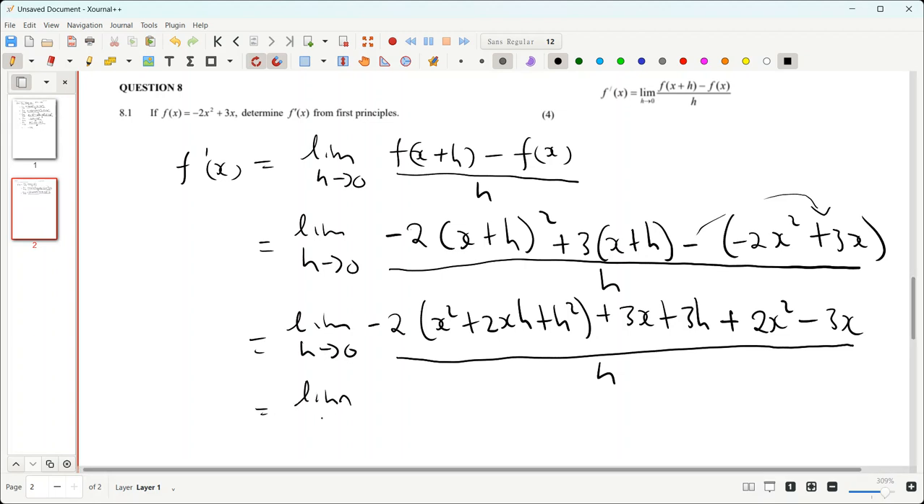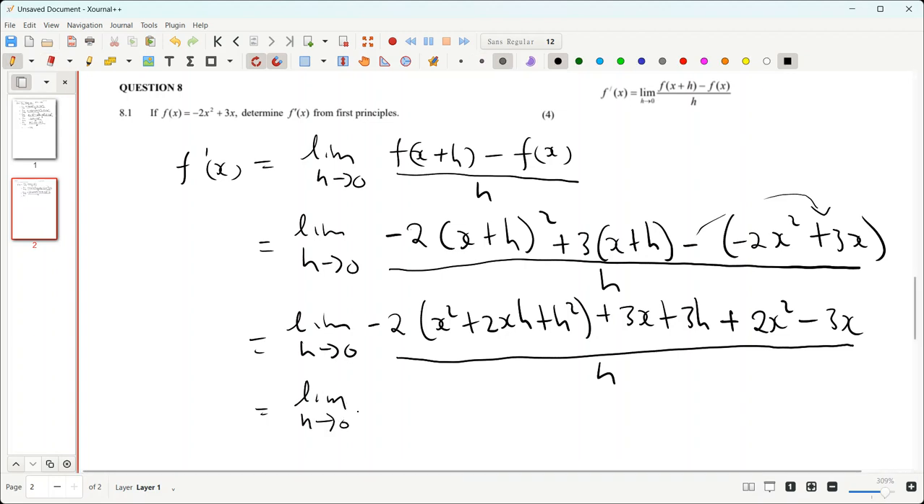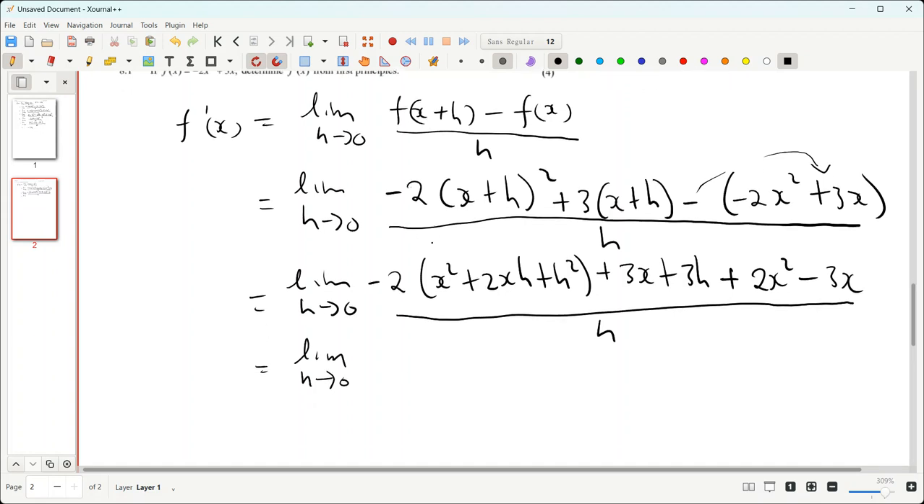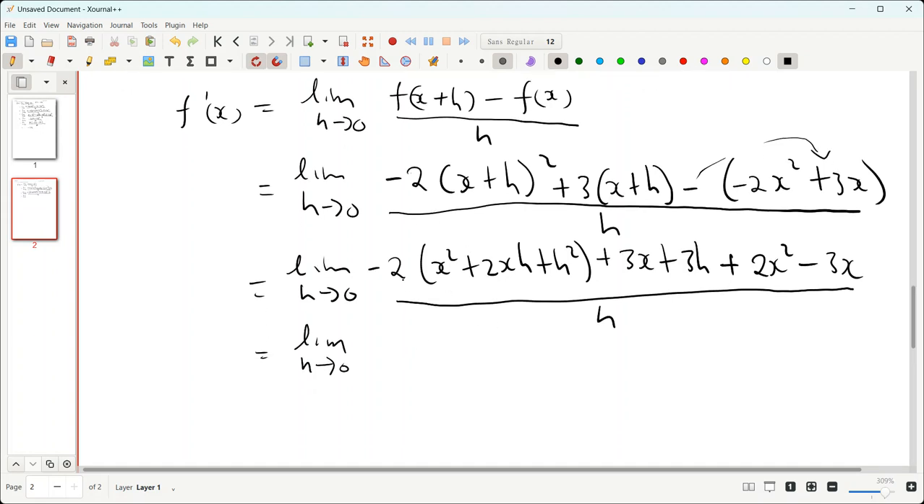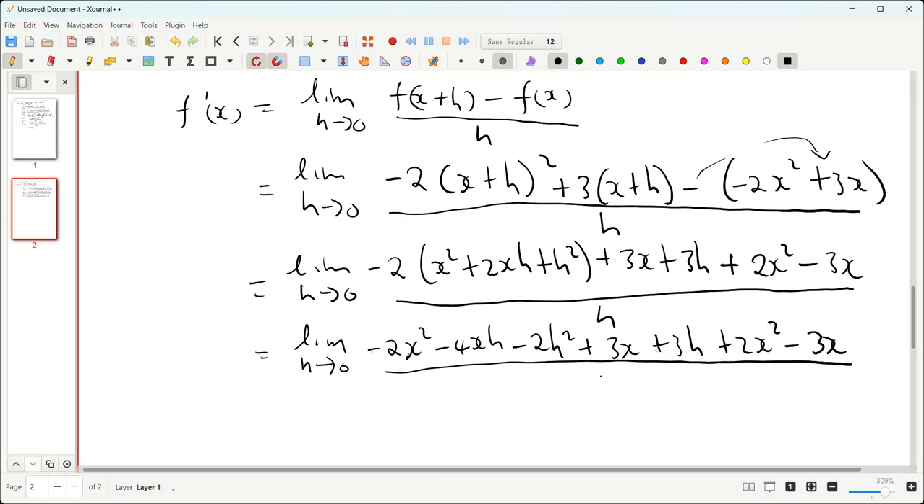Okay, next step. So we have lim again, h tends to 0. What do we have? We can distribute the negative 2 here. So we'll have negative 2x squared, and then minus 4xh, and then minus 2h squared, and then we just have our 3x plus 3h plus 2x squared minus 3x, and then again we divide by h.